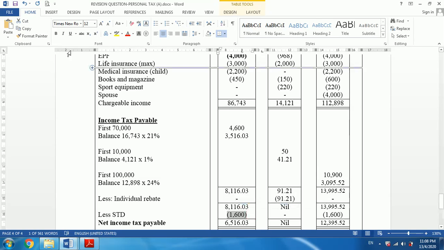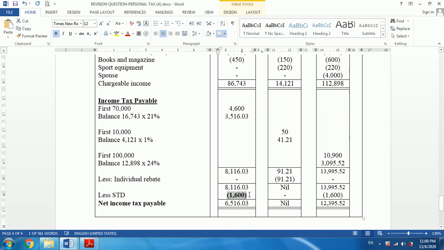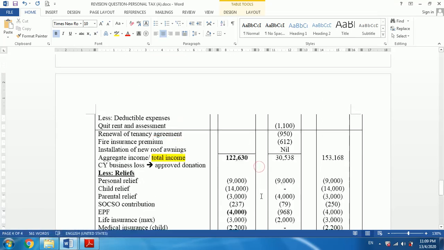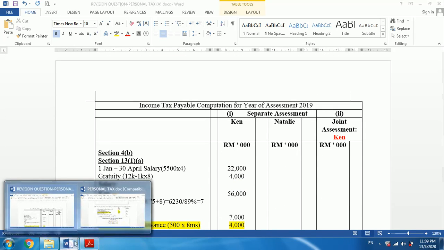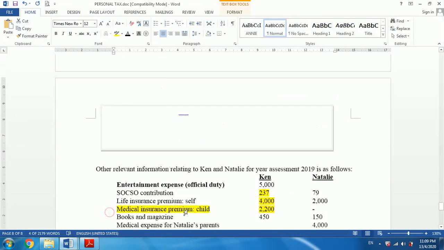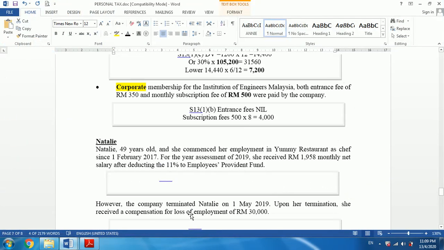And lastly, if you remember the net salary part, he has actually deducted STD, so 200 times 8 months, so we have 1,600. So this ends up as his net tax to be paid. Okay, so Ken's part we have done. Now we are moving forward to Natalie's case under a separate assessment. We're going to focus on all the cases related to Natalie, starting from here.